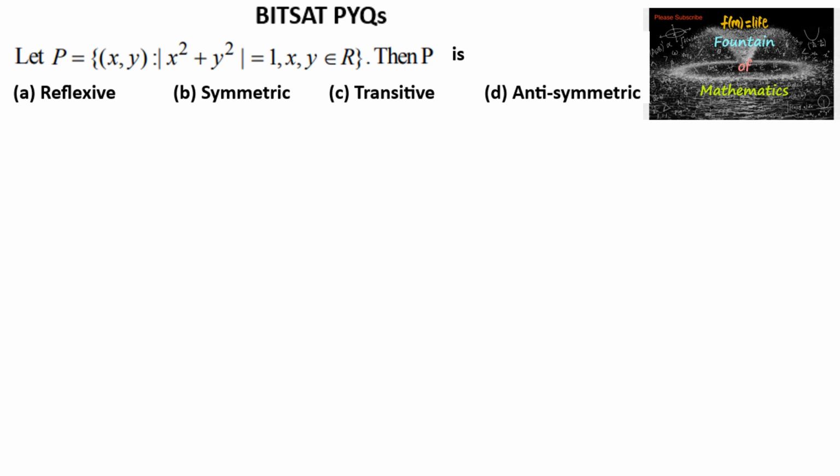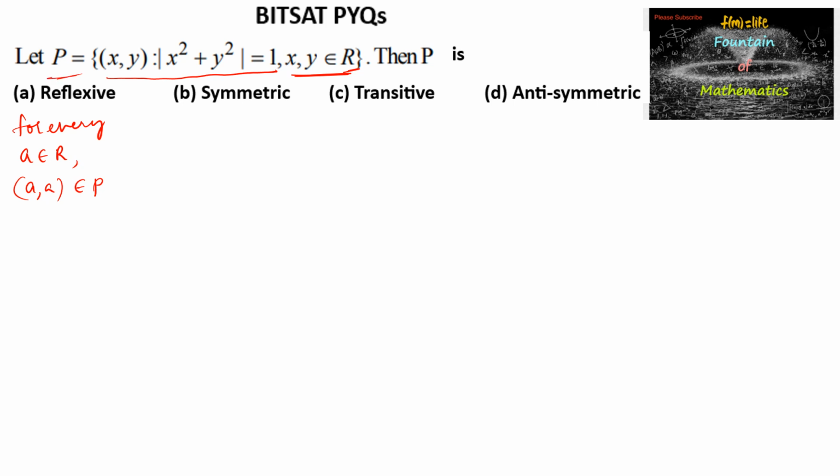Given a relation P equal to the set of (x, y) such that |x² + y²| = 1, where x and y are real numbers, we need to identify whether this relation P is reflexive, symmetric, transitive, or antisymmetric. The reflexive definition says that for every a belonging to R, (a, a) must belong to the relation P.